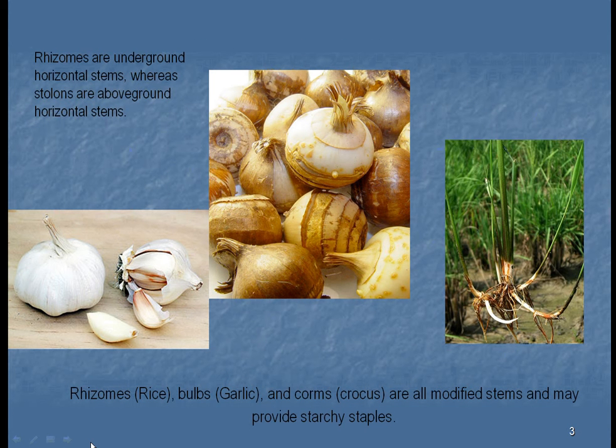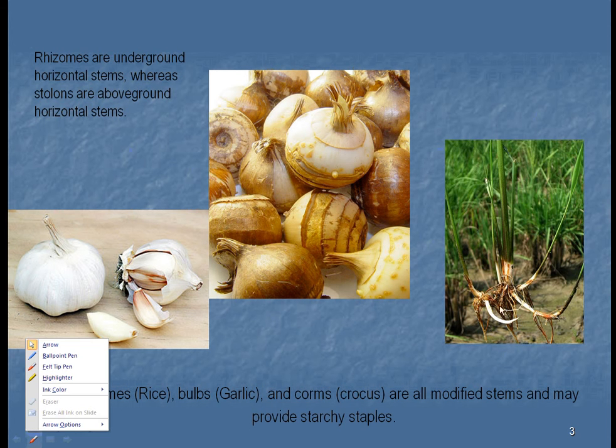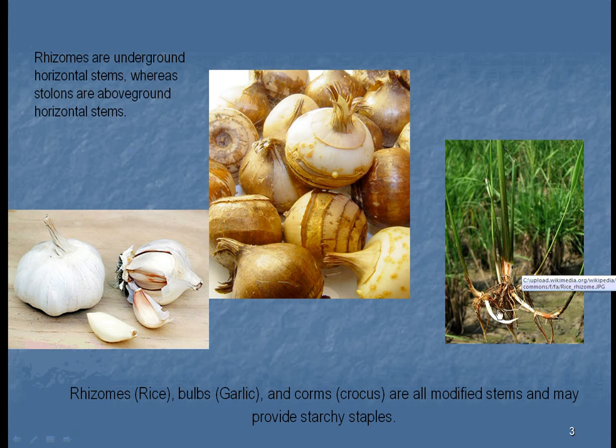Common ways that plants store starch are with things called rhizomes, bulbs, and corms. Here are some pictures of them. This is rice over here, and in this picture you can see these little projections coming out. These are called rhizomes. They're just beneath the ground, and besides storing food, they allow the plant to expand itself and grow into other areas.